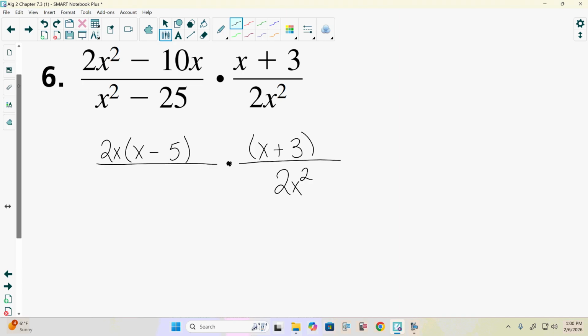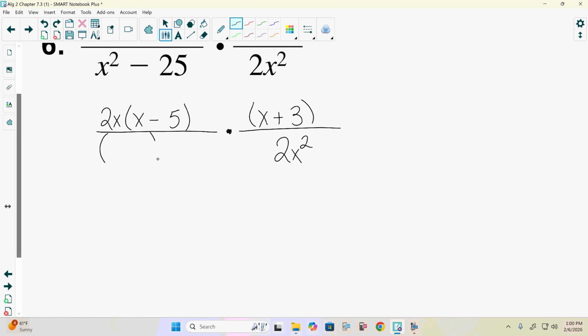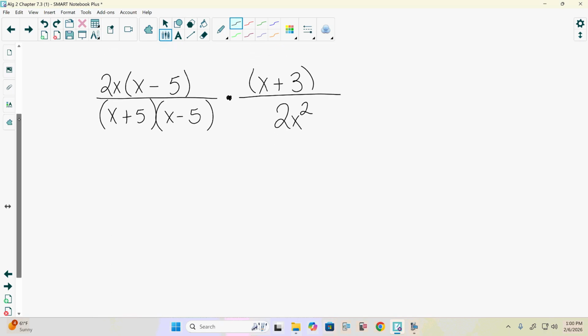Will still be positive. Now the last thing we need to factor is x squared minus 25. There is no greatest common factor. And we only have two terms. Well, what times itself is x squared? x and x. What times itself is 25? 5. So this would be x plus 5 and x minus 5 because it is a difference of perfect squares.